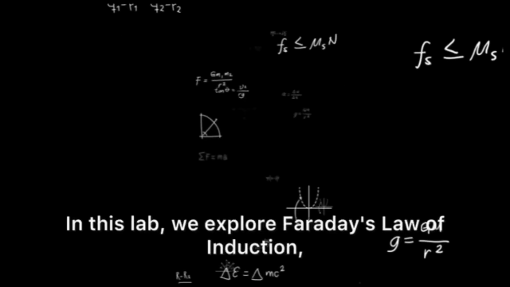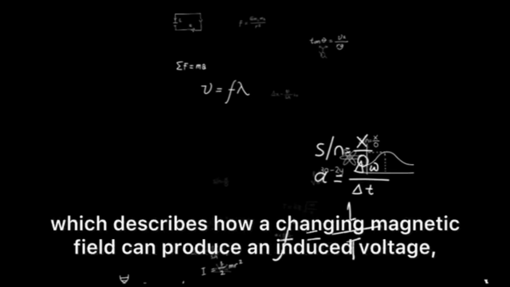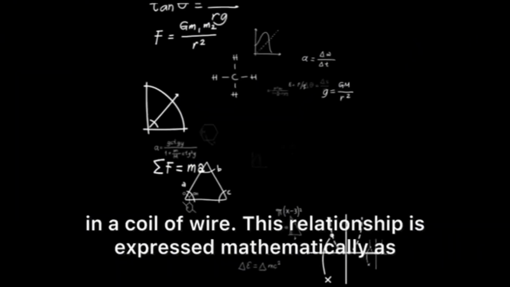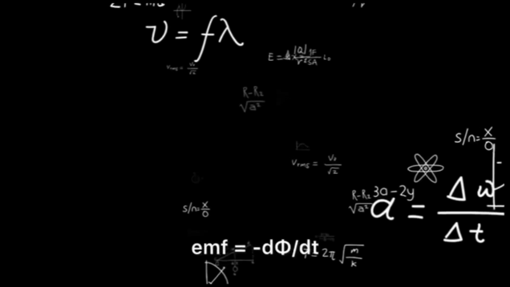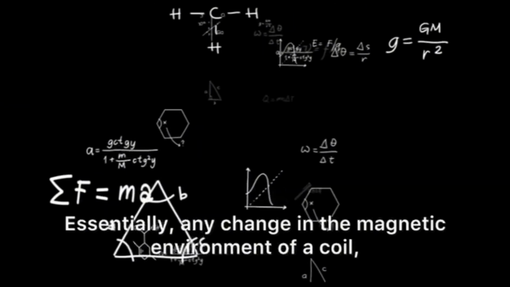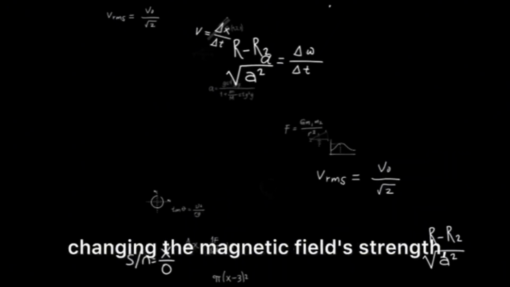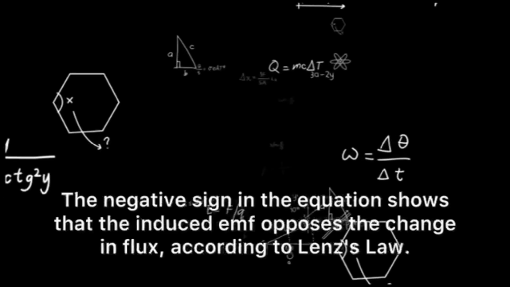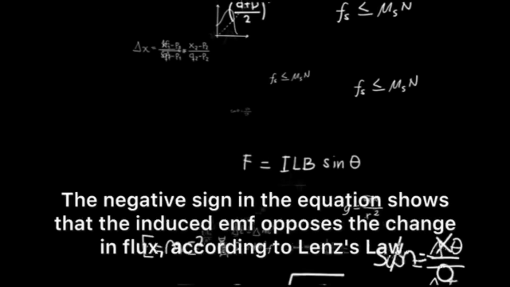Introduction. In this lab, we explore Faraday's law of induction, which describes how a changing magnetic field can produce an induced voltage, or electromotive force, EMF, in a coil of wire. This relationship is expressed mathematically as EMF equals negative d phi/dt, where phi represents the magnetic flux. Essentially, any change in the magnetic environment of a coil, whether from moving the coil, changing the magnetic field strength, or altering the orientation, can induce a voltage. The negative sign in the equation shows that the induced EMF opposes the change in flux, according to Lenz's law.